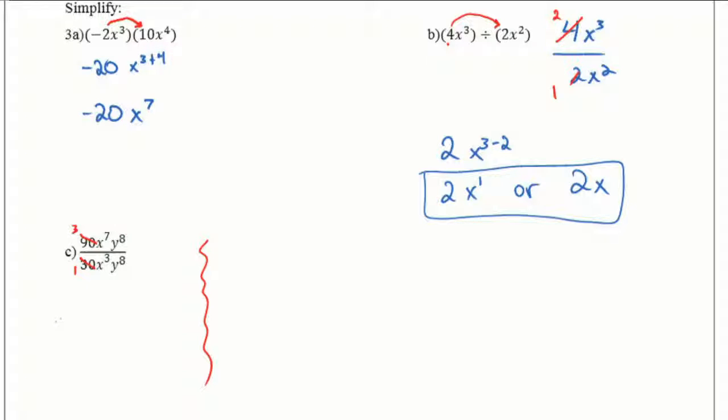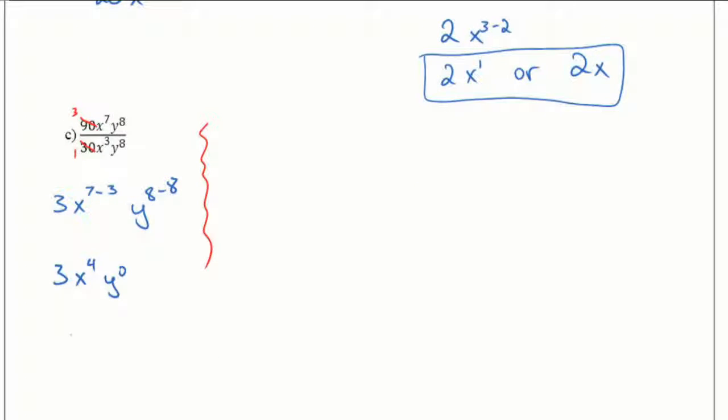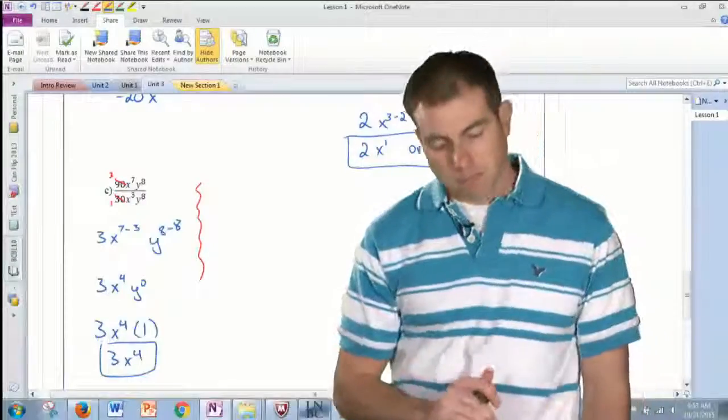So the 90 divided by the 30 is going to give me 3. I'm going to have x to the 7 minus 3, and then y to the 8 minus 8. Oh, getting ahead of myself. So 3x, 7 minus 3 is 4, y to the 0. 3x to the 4, and then anything to the power of 0 is 1. So we end up with just 3 times x to the 4. So that's one way to look at it.